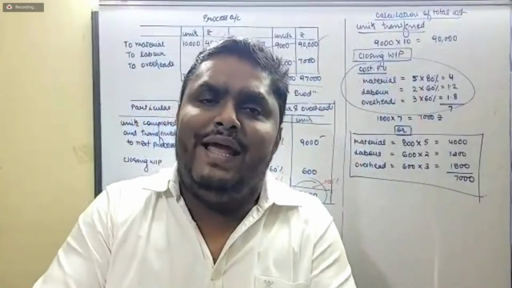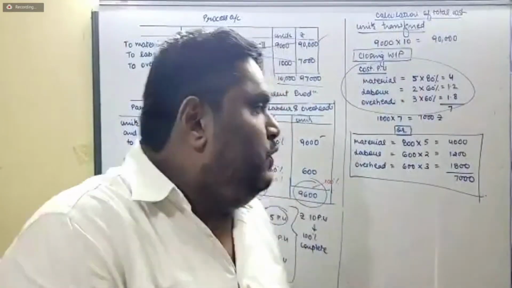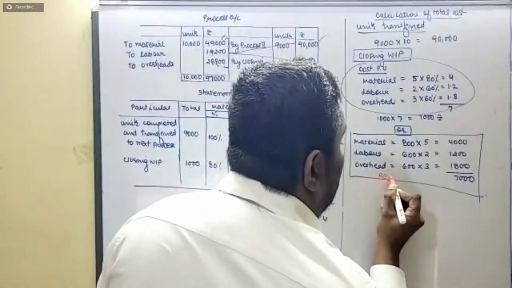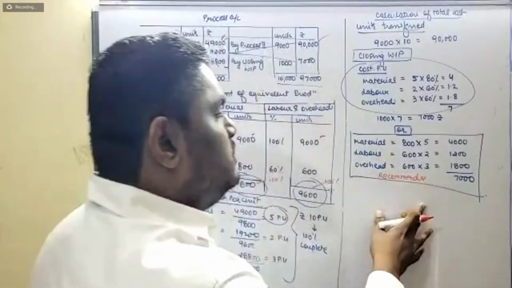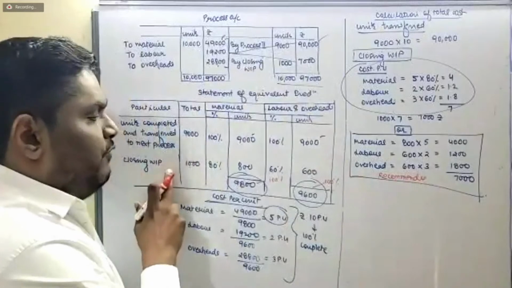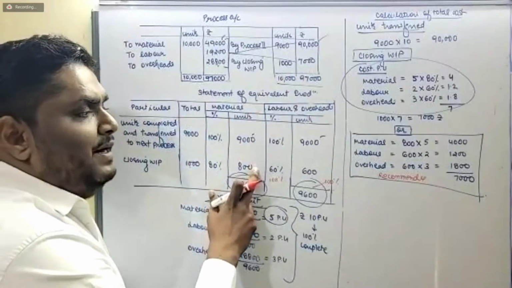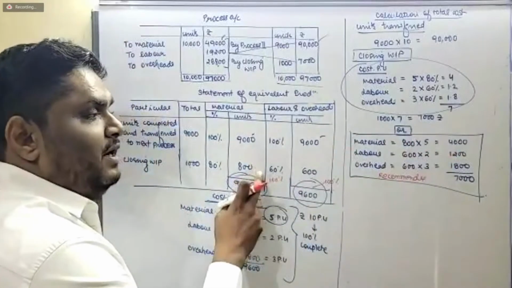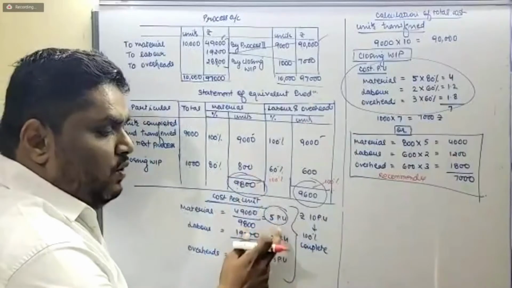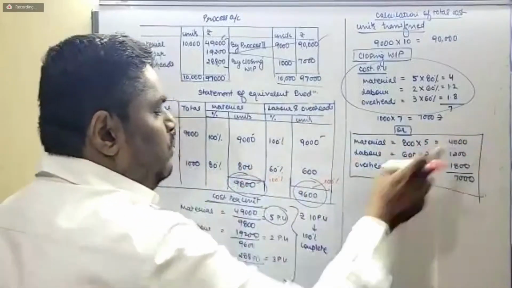Now, when talking about the calculation of value of work in progress, two approaches are there. I do recommend this approach, which is very simple. Work in progress in respect of material, how many units? 800 units into 5, because these 800 units are 100% complete. So we will take the cost of 100% completed units. So 800 into 5, 4,000.